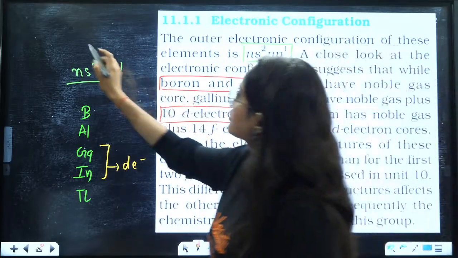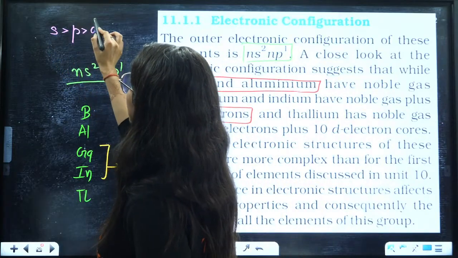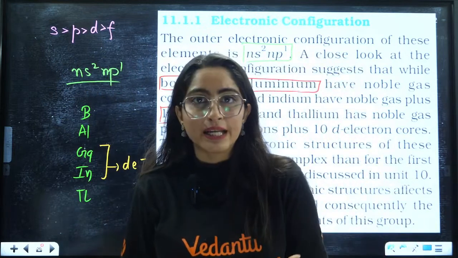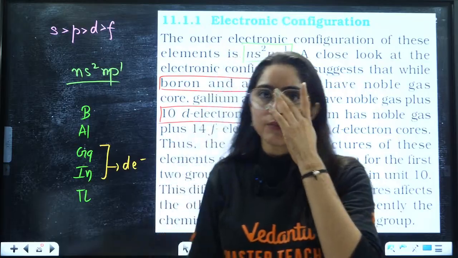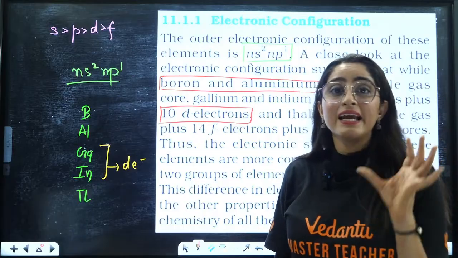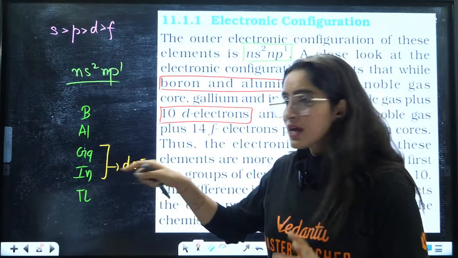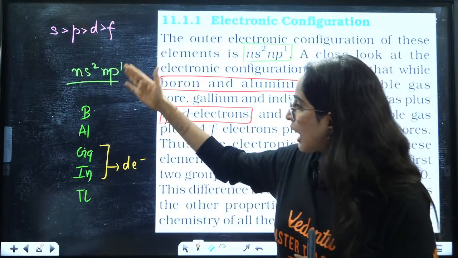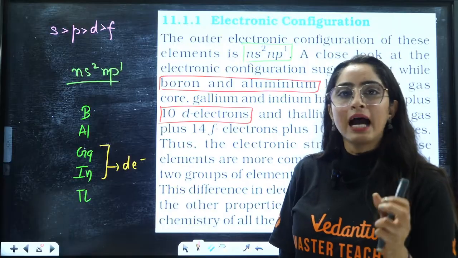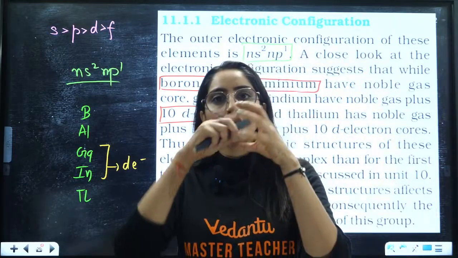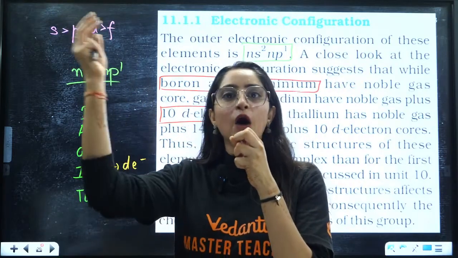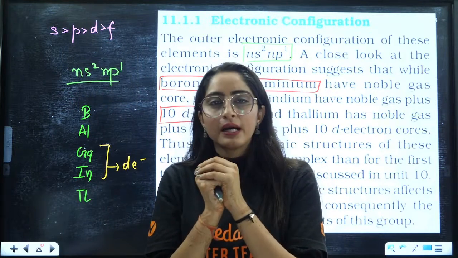We know the shielding effect order: s, then p, then d, then f. That means d electrons don't have a very good shielding effect. Because of this, down the group the size should increase, right? That is the total thing that should happen. That means down the group Z effective, the nucleus that is inside in the inner core, should attract the outermost electrons, right? That should happen.